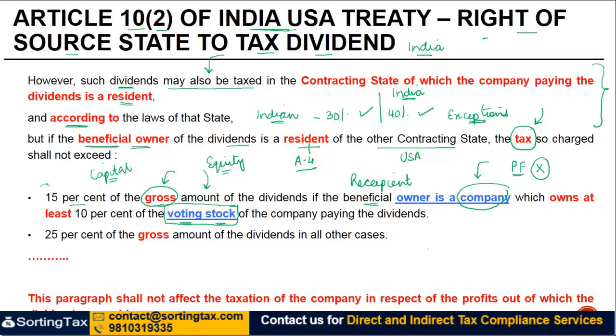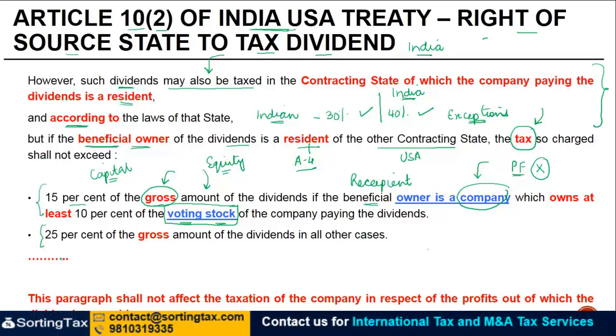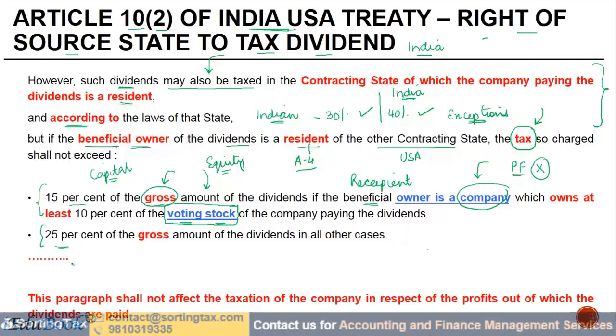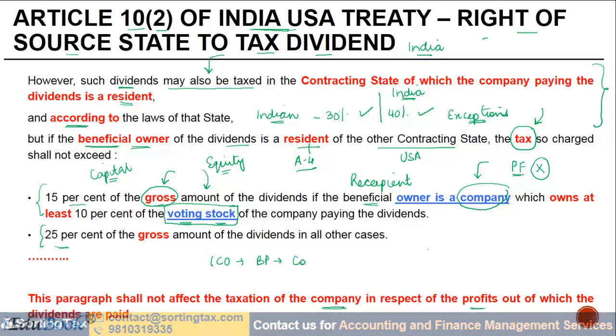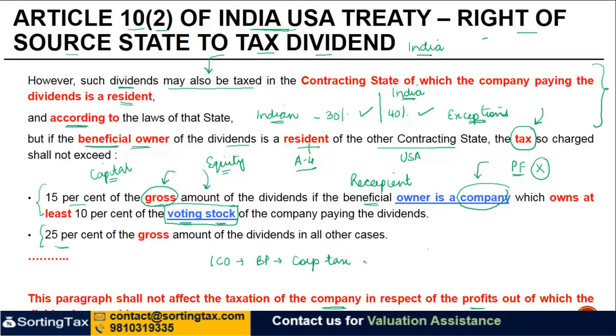And if you're not falling in this case, 25% of the gross amount of dividend in all other cases, which means for company owning less than 10% plus all other forms of assessee, the rate of tax will be 25%, right? This paragraph shall not affect the taxation of the company in respect of the profits out of which the dividends are paid. So if the Indian company has some business profits on which it pays a corporate tax of 30%, the payment of that tax is not going to be impacted by the provision of this particular article.